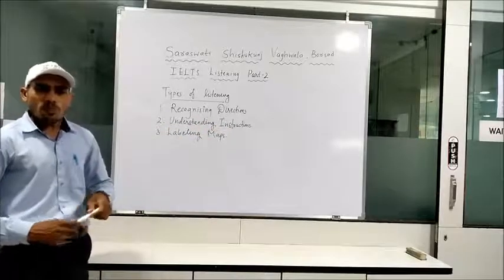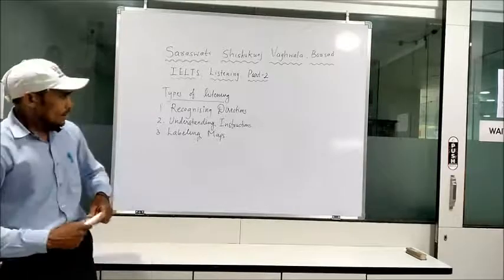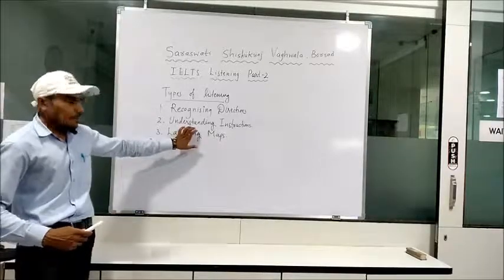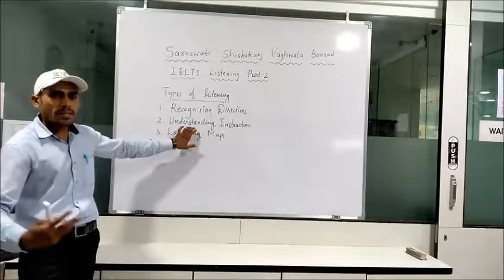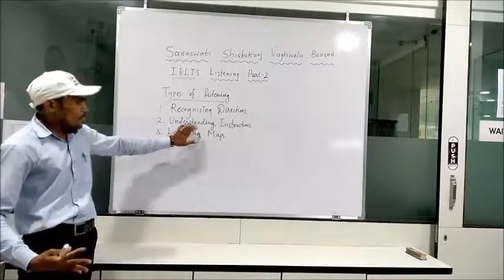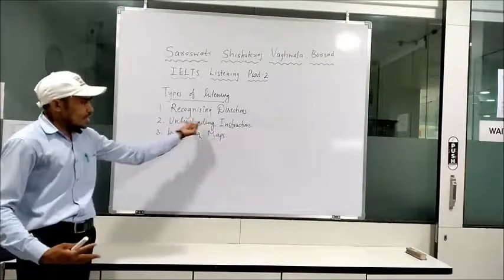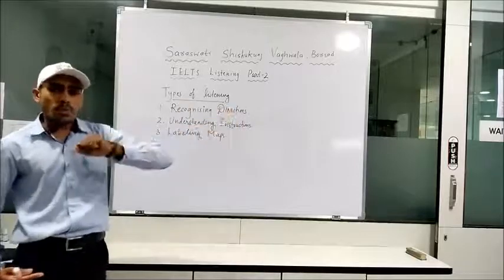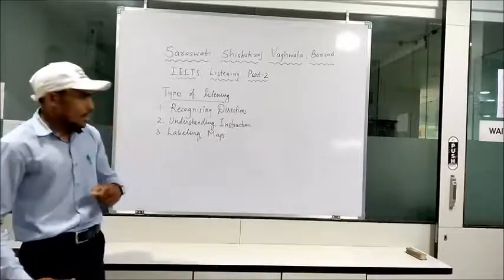The second one is understanding instructions. Many times, students are very hurried and do not understand what type of instructions are given, because they are very keen to get the answers. In that hurry, they sometimes miss the instructions. So understanding instructions about maps, what type of instructions are given, that we need to understand.